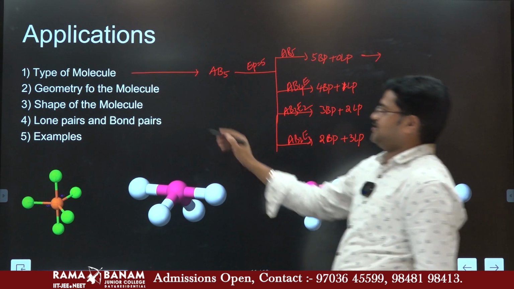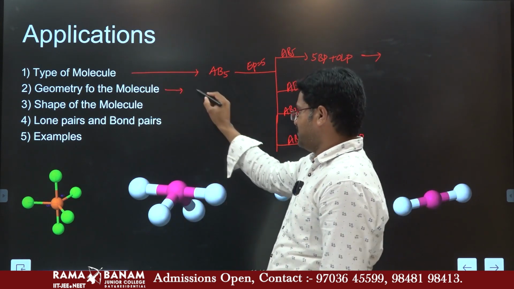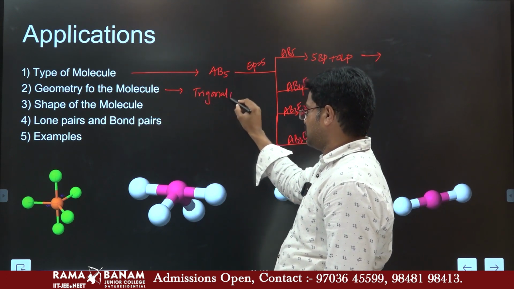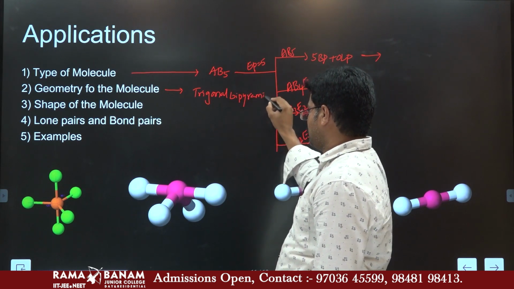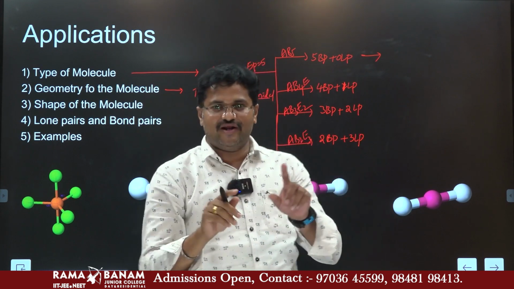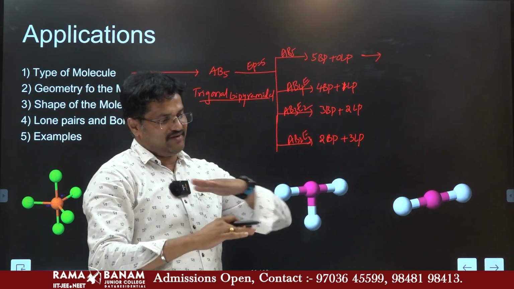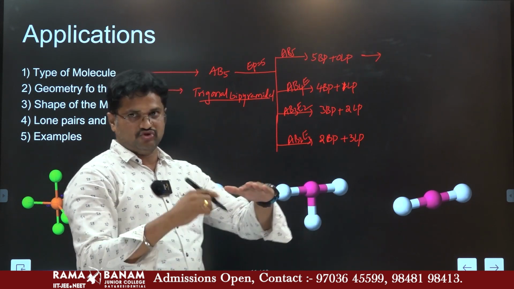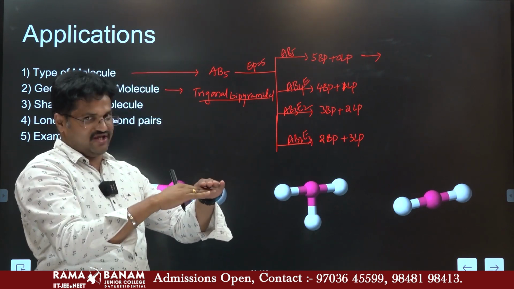Expected geometry of the molecule is trigonal bipyramidal. Trigonal bipyramidal geometry: three bonds present in one plane, and two bonds, one above the plane and another below the plane.